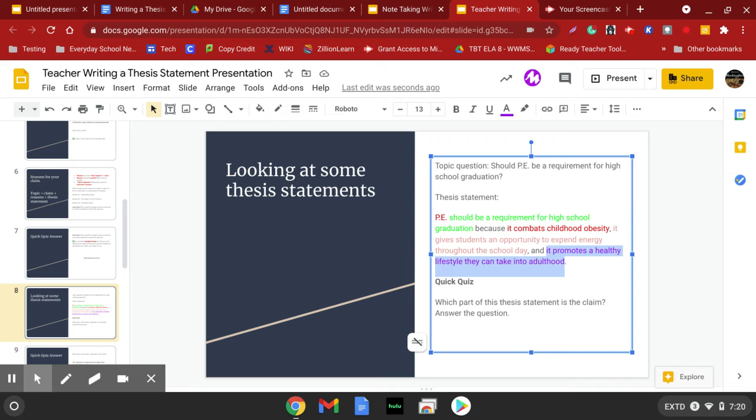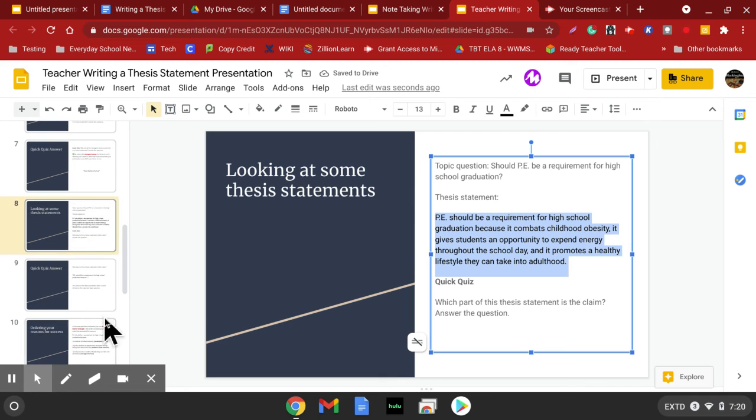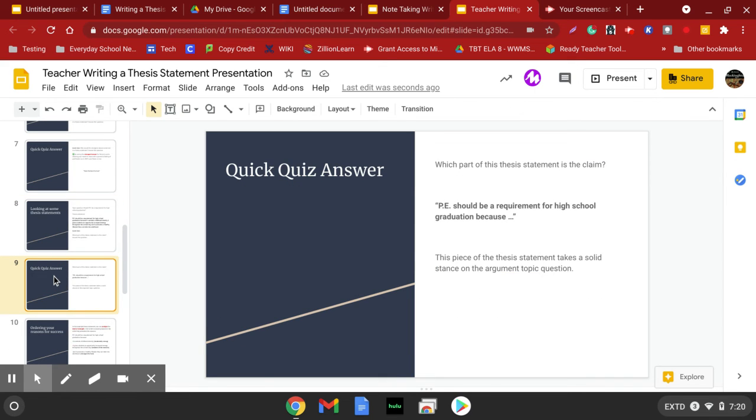What part of this statement is the claim? The correct answer. Which part of the thesis statement is the claim? PE should be required for high school graduation. It's really the claim part that is should be a requirement for high school graduation. PE is the topic. It is a solid stance and an argumentative topic question.